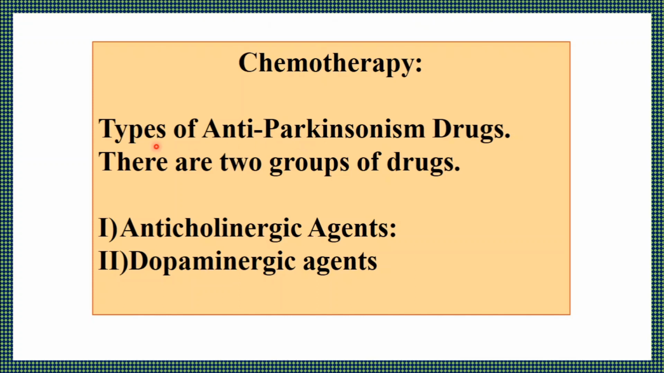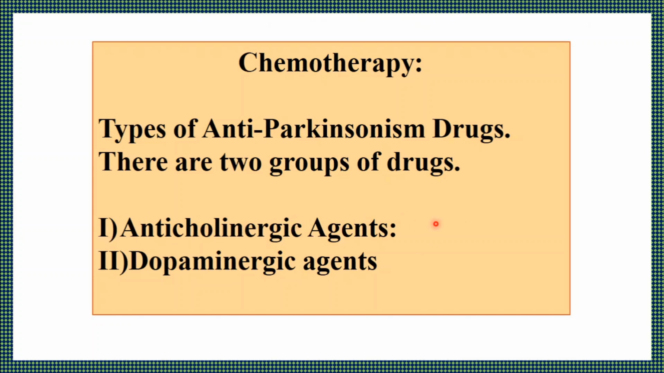Then these are the types of anti-Parkinson drugs. There are two groups of anti-Parkinson drugs: anticholinergic agent and dopaminergic agent. So we'll see what an anticholinergic agent is.